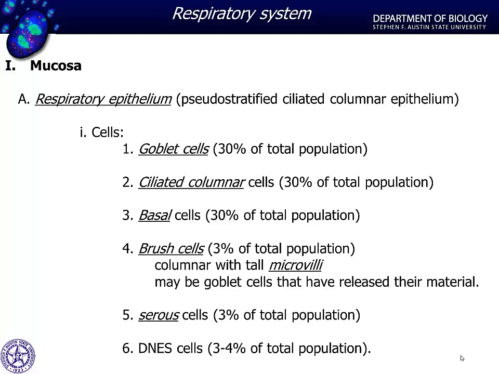We also have what are called brush cells, and maybe about 3% of these. These are going to be a little bit taller than normal, with tall microvilli, not cilia. And it suggests that these may be goblet cells that have released their material. They're not extremely sure what all these brush cells are, but maybe 3% or so. 3% or so serous cells that are producing a serous-type enzymatic secretion, and then we do also have some of our DNES, hormone-producing cells in abundance, maybe 3 to 4% to round out all the cells of our respiratory epithelial mucosa.